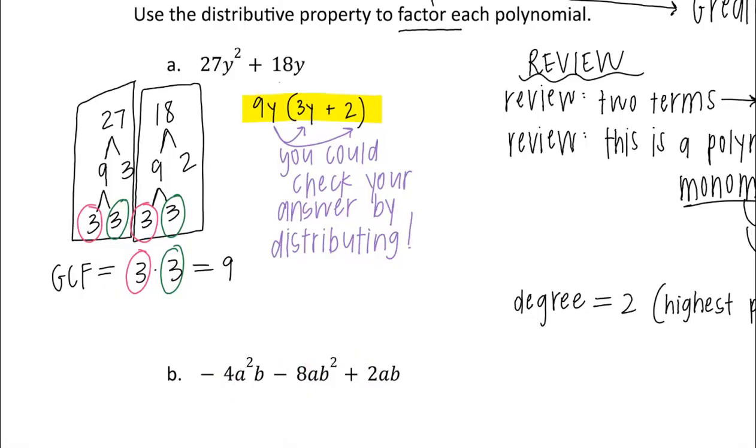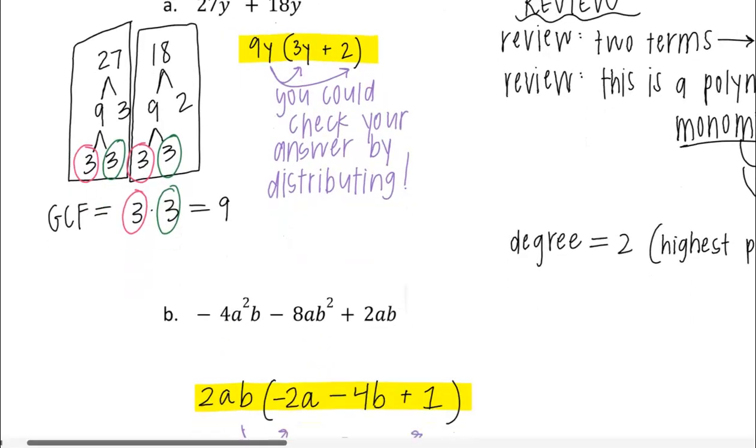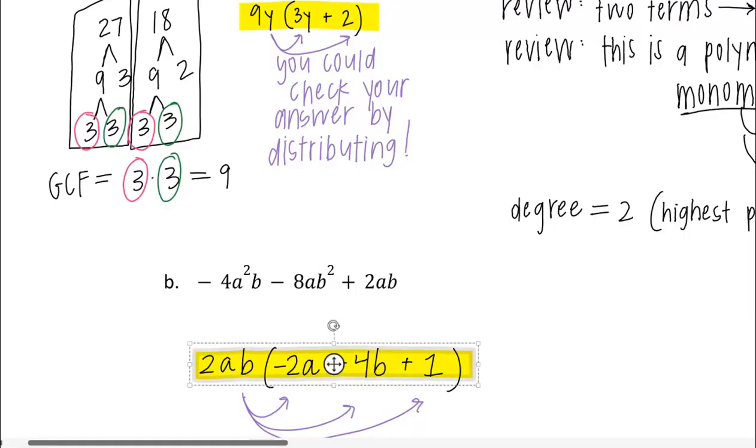Now look at the variables. Do they have any variables in common? Yes, they all have at least a to the first and b to the first. So our greatest common factor is 2ab. All three of these terms have a common factor of 2ab. Whatever the common factor is, you write down on the outside. Then you figure out, what do I have to multiply this factor by to get each term?